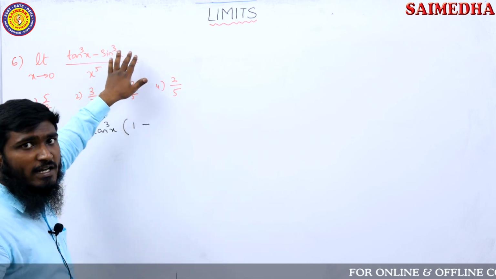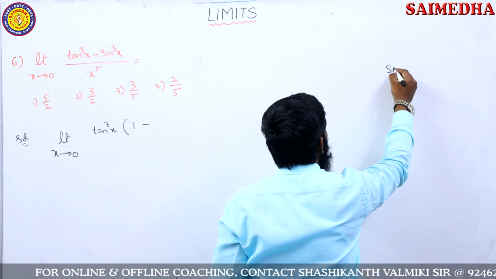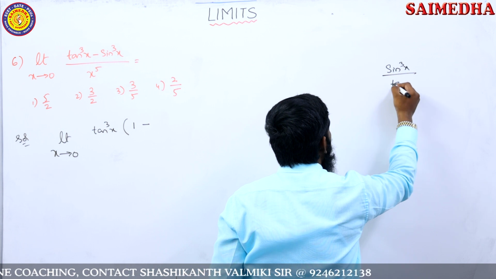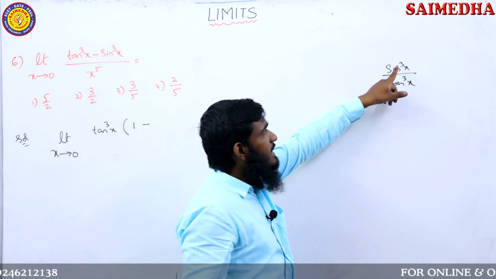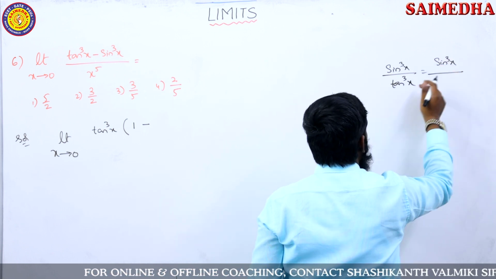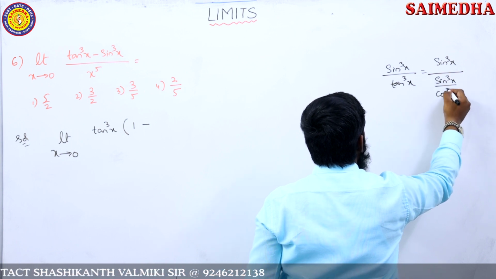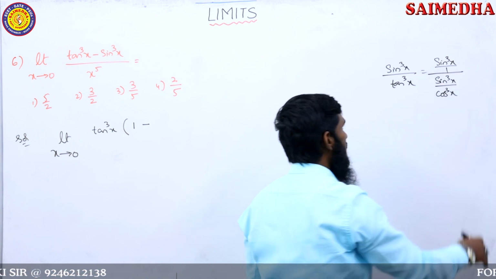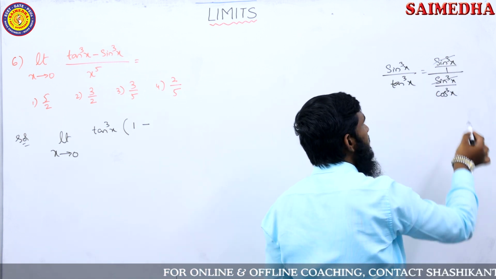Now from this we do not have the tan cube part, so what we have to do? We write sin cube x divided by tan cube x. For the sin cube x, we write it the same, and tan cube can be written as sin cube x divided by cos cube x, by 1 we have taken. Understood? Now in this part, sin cube x gets cancelled.